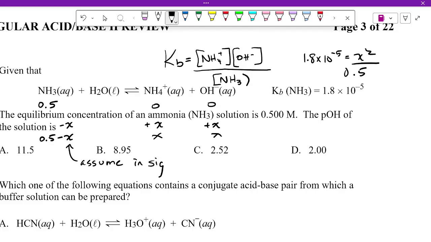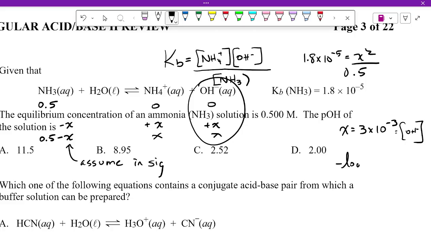And that would give us 1.8 times 10 to the negative 5 times 0.5, and we will take the square root of that. And that is 3 times 10 to the minus 3. And that is our concentration of OH. So we're going to take the negative log of that, and that's going to give us our pOH. And that is 2.52.